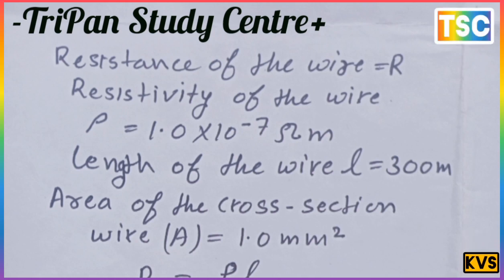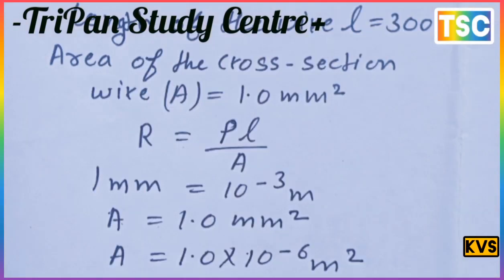The resistance of the wire is R. The resistivity rho is 1.0 into 10 minus 7 ohm meter, which is given here. The length of the wire is L, which is 300 meter, also given here. And the area of cross section of the wire is 1.0 mm square. That's important.